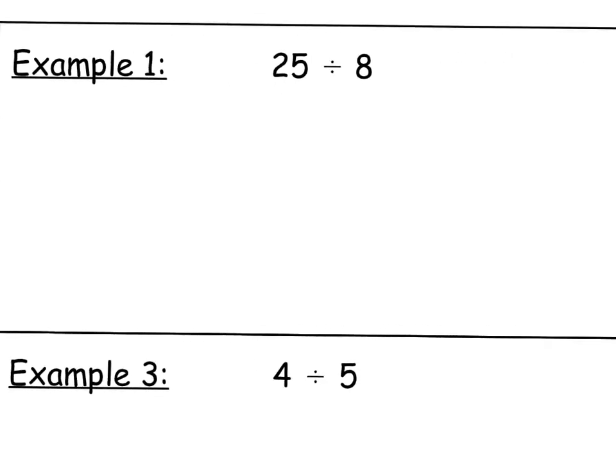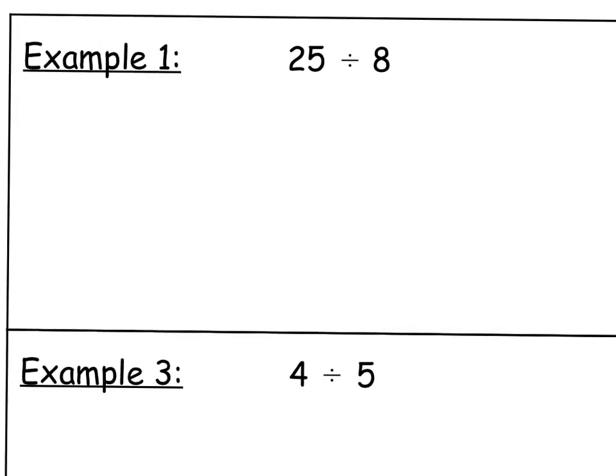Example number 1, we have 25 divided by 8. So 25 is my dividend, and 8 is my divisor. Again, the 25 as the dividend comes first. Your second number is your divisor. So you put your 25 inside the box, and 8 goes outside the box. Then you put your decimal at the end of the dividend and put your decimal in the quotient straight up. Then you're going to divide.